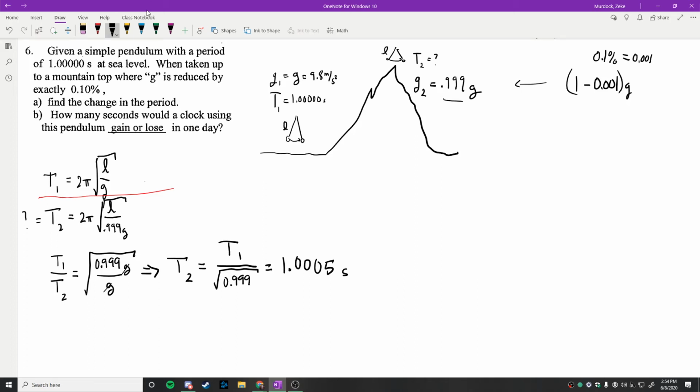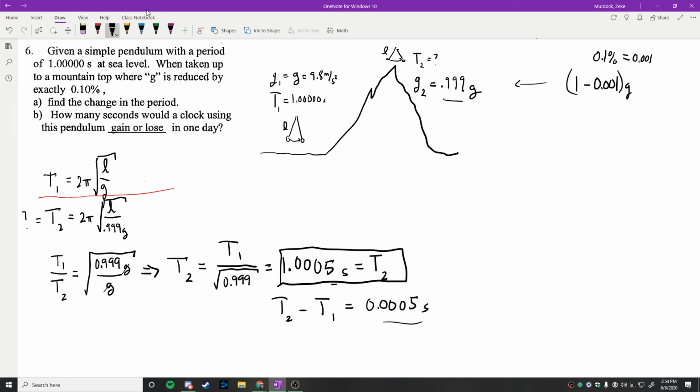So that's the value of the period. We can find the change in period too if we want. Obviously the change is like this number right here. If we did T2 minus T1, we would get 0.0005 seconds. That's the change. Does that make sense? Hope I didn't go through that too fast.